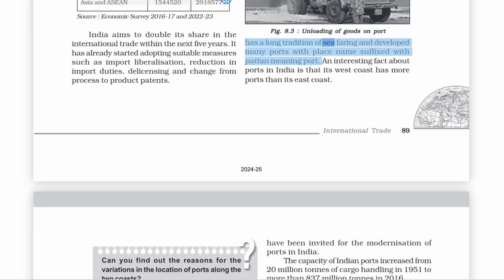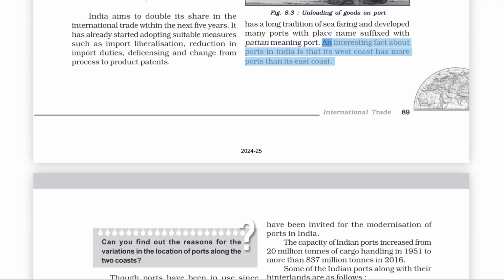India has a long tradition of seafaring and developed many ports with place names suffixed with pattan meaning port. An interesting fact about ports in India is that its west coast has more ports than its east coast.